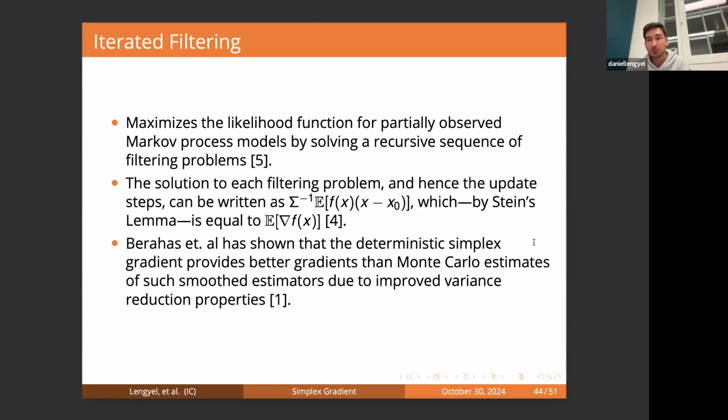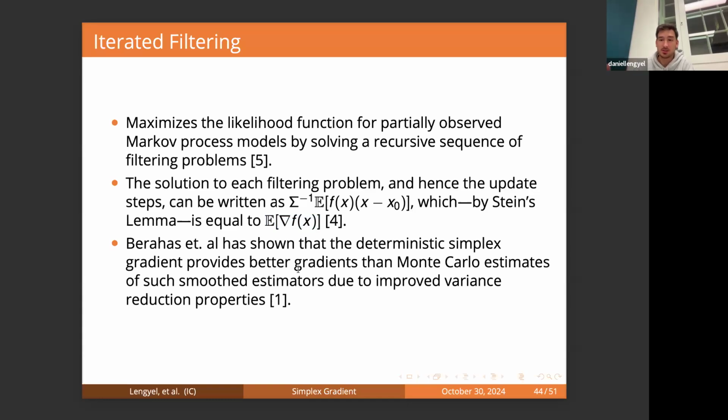I just quickly want to mention two specific areas where you can find it. One is in iterated filtering. Here you use some kind of recursive sequence to maximize your likelihood function for partially observed Markov processes. And here, the solution of the filtering problem is this guy, which by Stein's lemma actually gives you the smooth gradient. And there has been work showing that a smooth gradient, or a Monte Carlo estimate of the smooth gradient, is actually worse than just a deterministic simplex gradient, because of variance reduction properties.